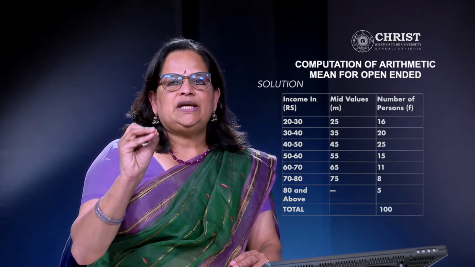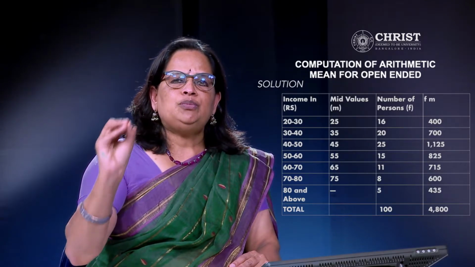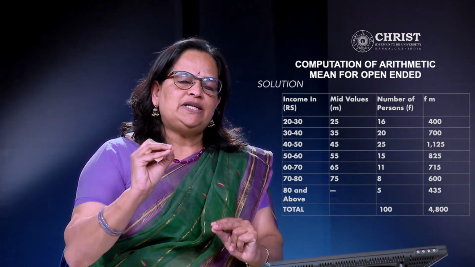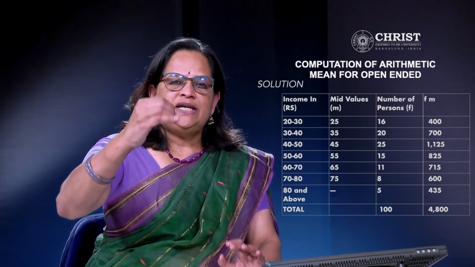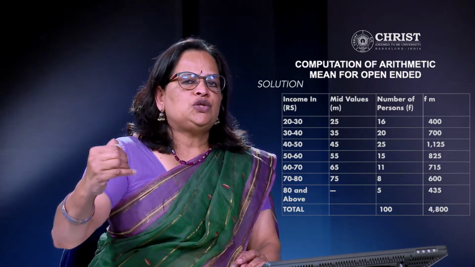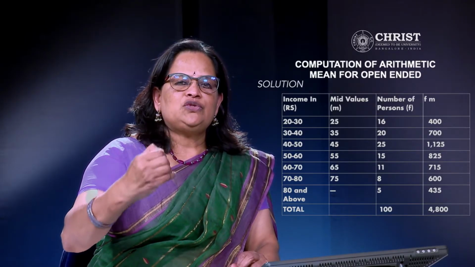So the mid values are 25, 35, 45, 55, 65 and 75, and the frequency values are there. You have to take the fm value, frequency into mid values. I told you it's very easy to compute the arithmetic mean using the step deviation method. Since in this question one class is not defined, we have to go for the direct method. That is why we are using the direct method.